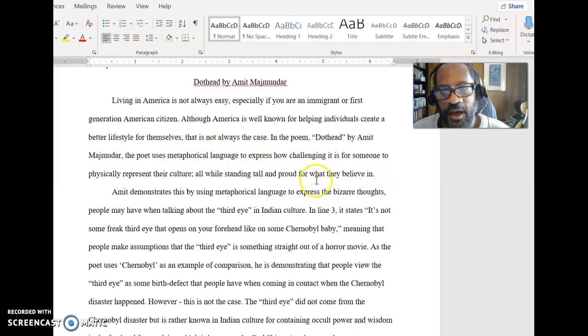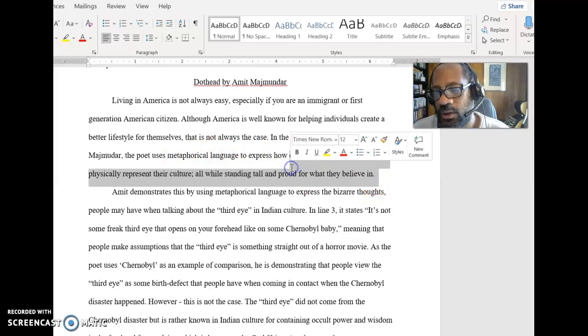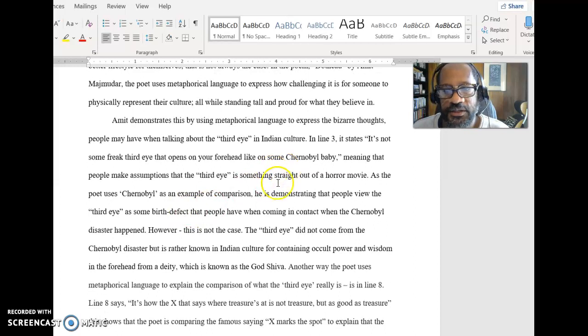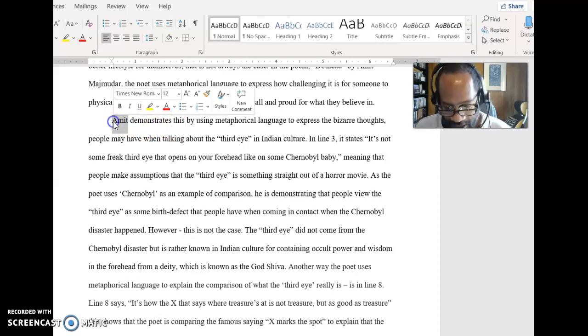So we're going to talk about how the metaphors help us understand this whole idea, and that's what we're looking for in the thesis. And so then we can look at some specifics that are going on here. So Emmett, and we should use his last name. Always use the poet's last name, right?